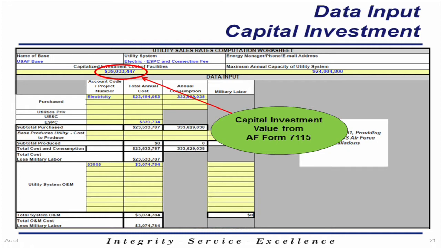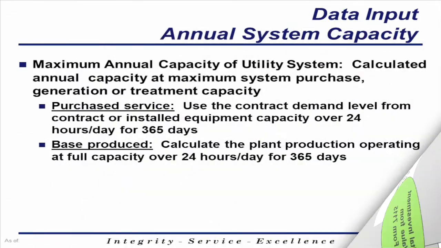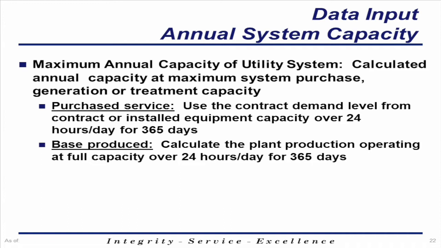So here you can see on this slide the capital investment value from the Air Force Form 7115 is entered in the upper left corner. That is the capital investment of the system. We're going to talk about the annual system capacity. The second factor that has to be entered in order to calculate the capital cost is the annual system capacity. I will caution you, the annual capacity is the maximum ability of the system to produce or deliver the utility commodity over 1 year.